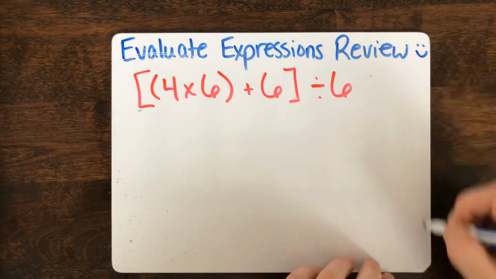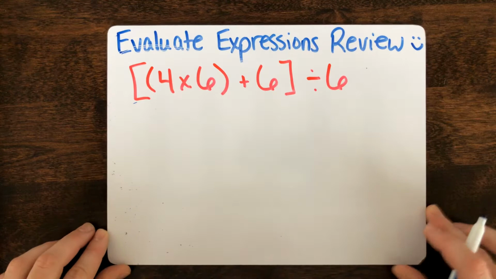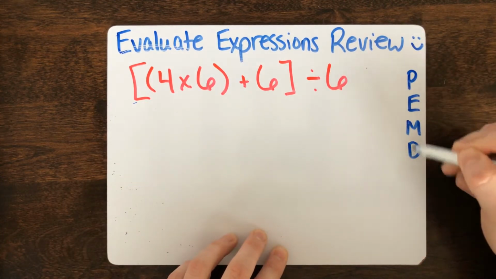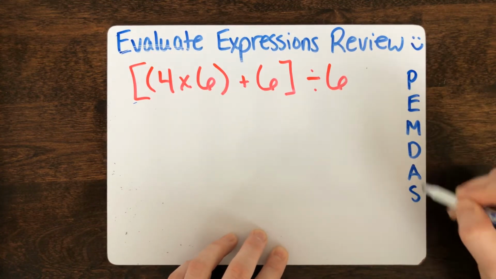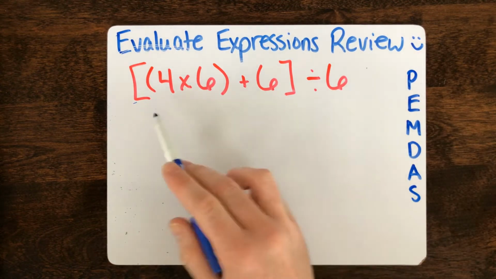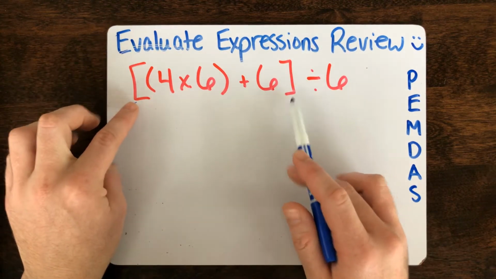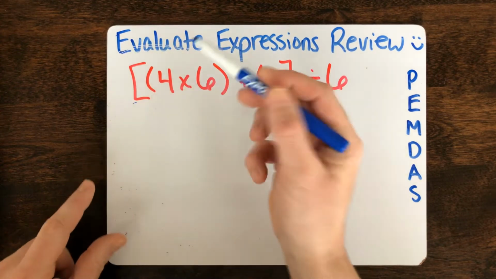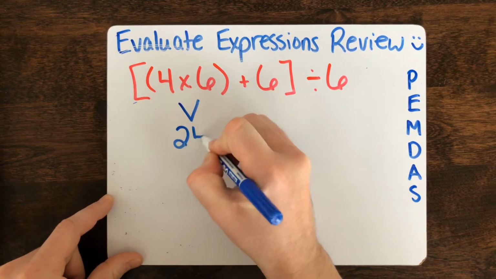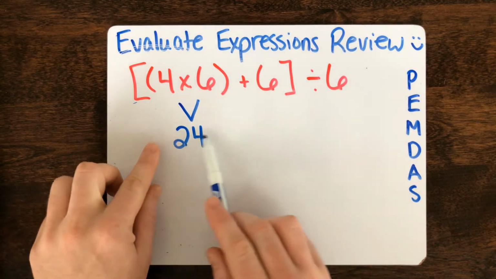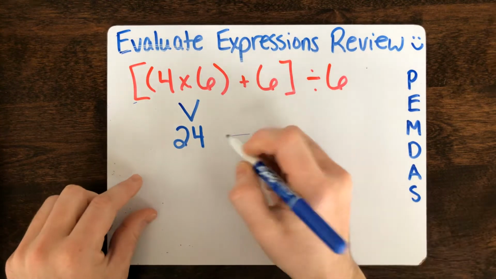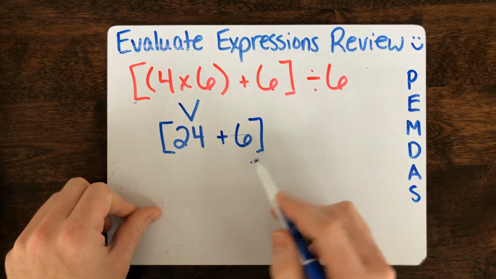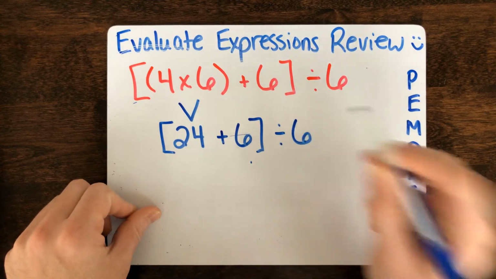On the side, I'm just going to write the order of operations so I don't forget. Parentheses, exponents, multiplication and division left to right, addition and subtraction left to right. I see the brackets, which tells me I'm starting in this section first, all the way on the inside, which is 4 times 6. So 4 times 6 is 24, and then I'm going to rewrite the whole problem: 24 plus 6, because I haven't done that yet, brackets around both of those numbers, divided by 6.